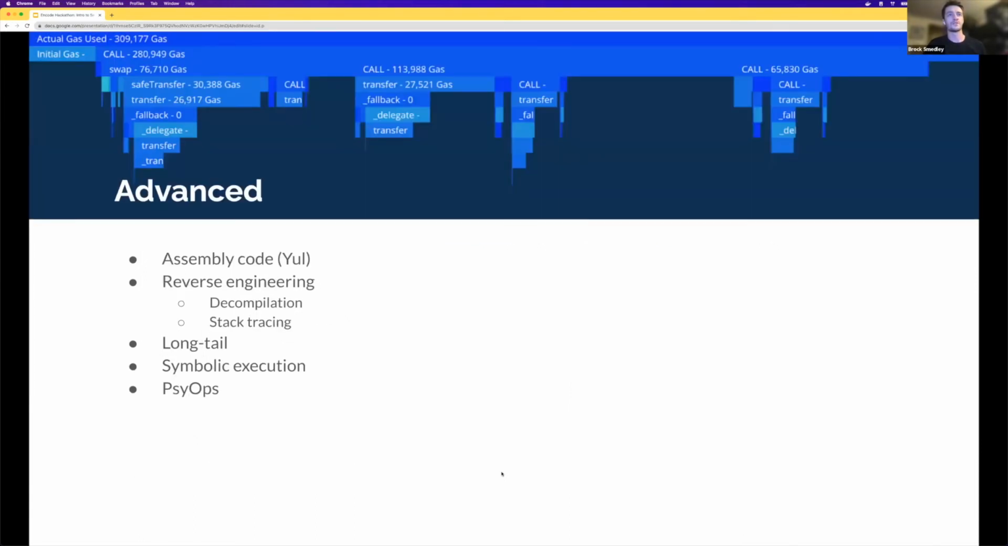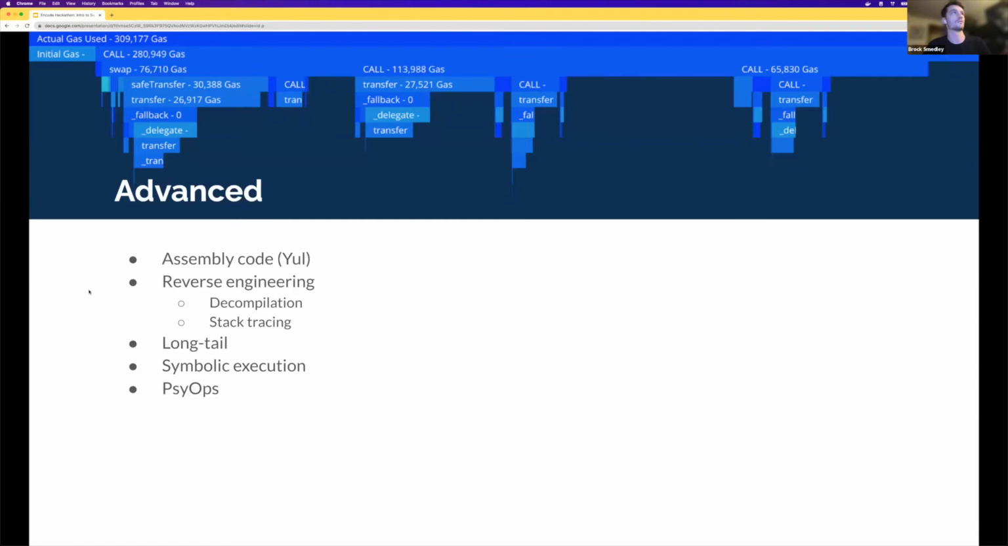Okay, so advanced stuff. I think each of these is its own rabbit hole, so we can get into it in the questions, but I'll just introduce these and give brief overviews. The first one is assembly code. This is a gas optimization technique. There are certain things that you just can't do in Solidity, specifically in terms of reading little bits of memory.